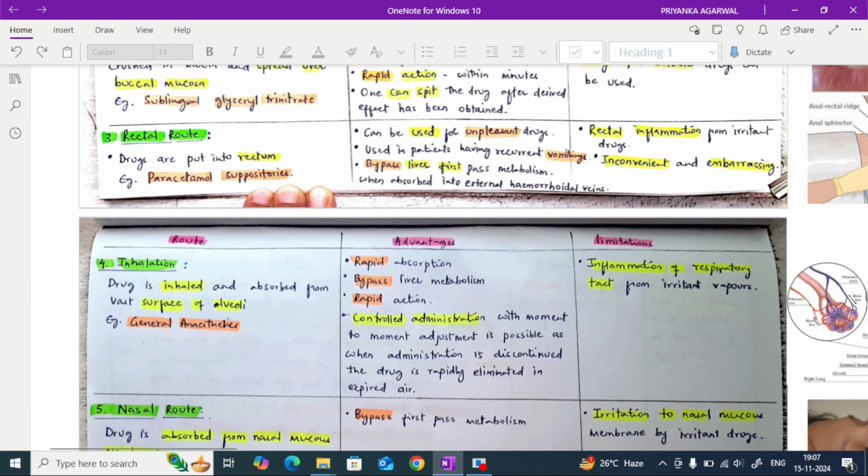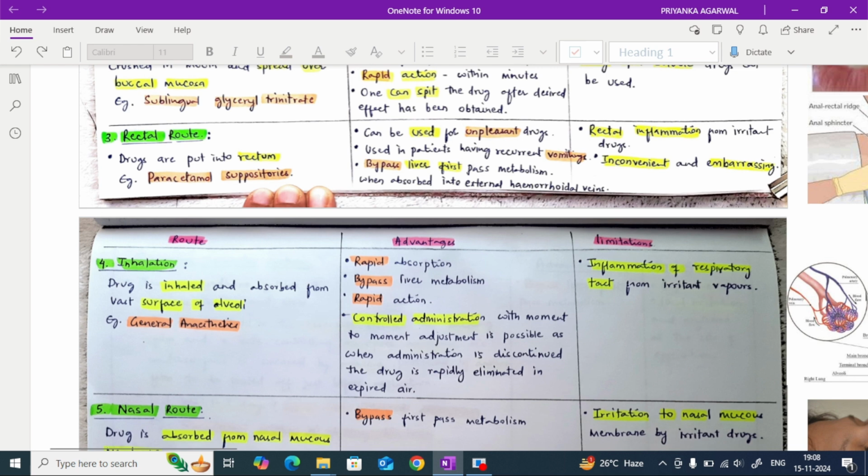Because controlled administration with moment to moment adjustment of the dosage is possible, as when we stop giving the drug, it is very rapidly eliminated from the body in expired air. Okay, so that is how we can control the administration of the drug by the inhalation route. Okay, so limitations, if you think about the same point here, it is inflammation of the respiratory tract from irritant vapors.